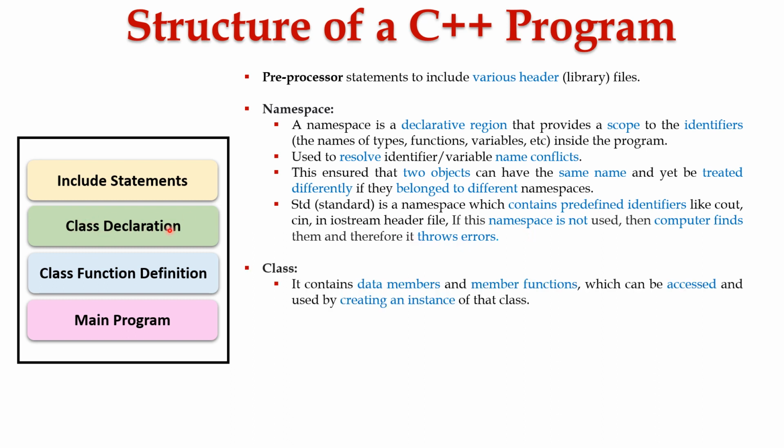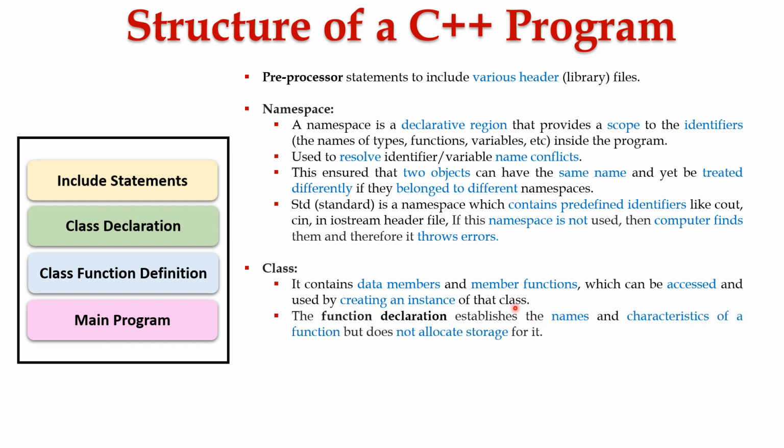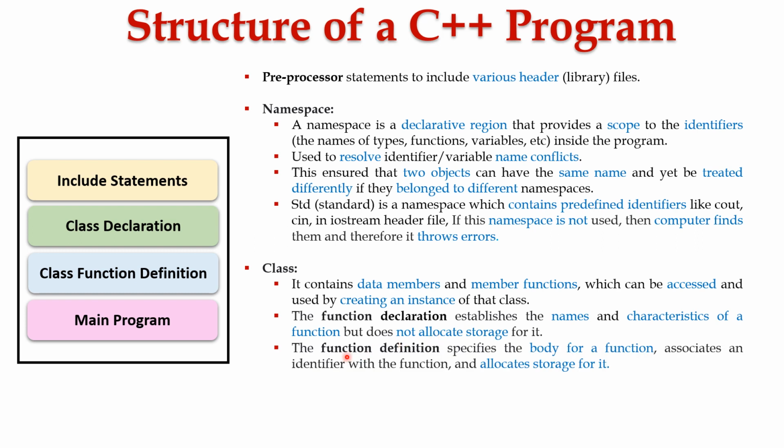Next, class declaration section. So the class contains data members and member function which can be accessed and used by creating an instance of that class. The function declaration establishes the names and characteristics of the function but does not allocate storage for it. The function definition specifies the body for a function, associates an identifier with the functions, and also allocates storage for it. The function definition can be done inside the class and also outside the class.